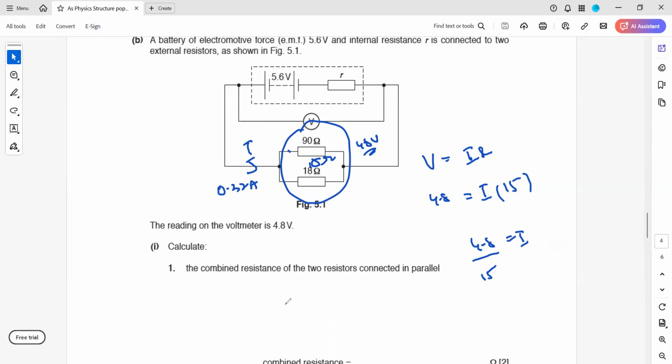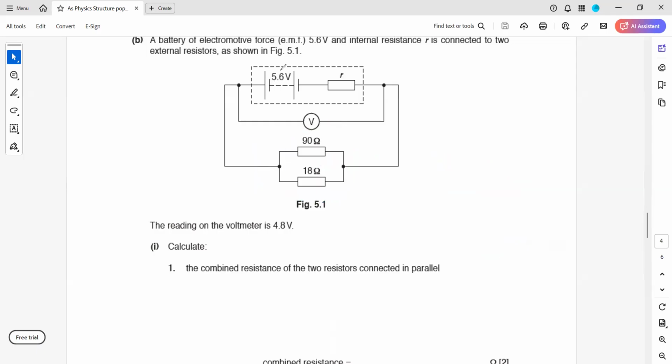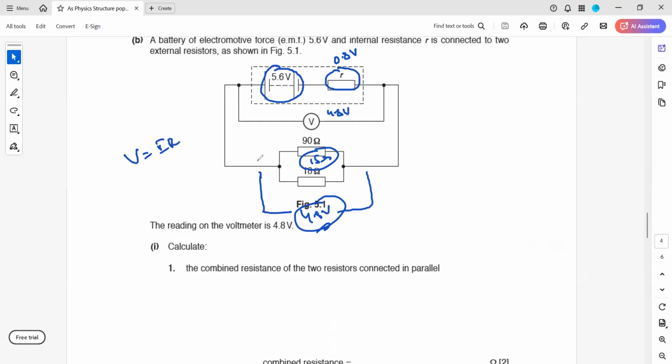Why didn't we use 5.6? Because 5.6 is the EMF, the voltage of the supply, but some voltage is lost, 0.8. So the output voltage we get is 4.8, and that same output voltage is across these two in parallel. We know the resistance of this section and the voltage of this section, so we use the formula V equals IR and substitute the values.